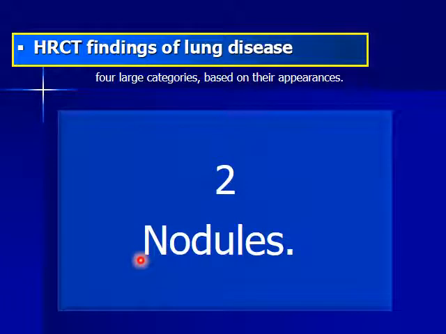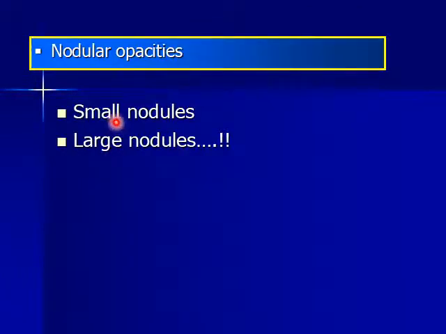The second major group is the nodules or nodular lesions. Herein, we are interested in the small and micronodules, while larger nodules, we will speak about them in the third lecture, which is about the solitary pulmonary nodule. Small nodules and large nodules, we are concerning today about small.